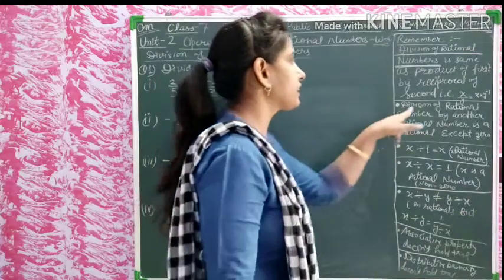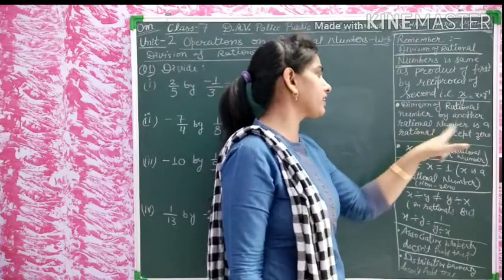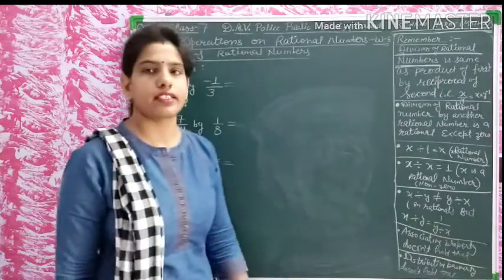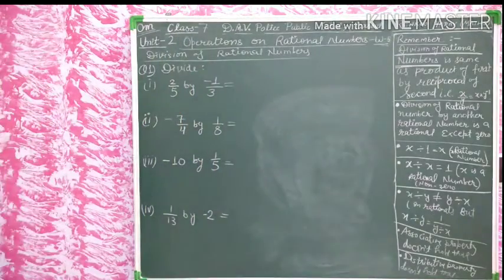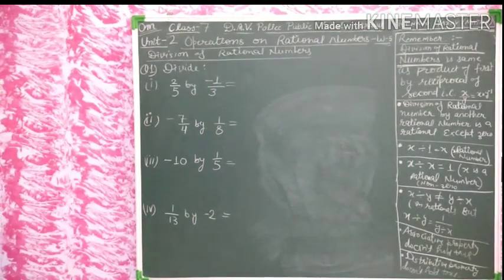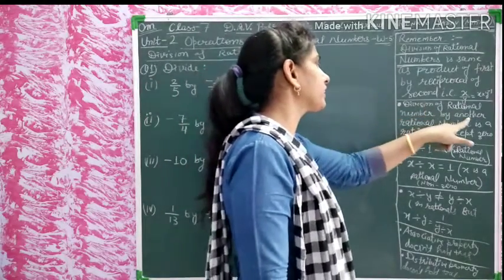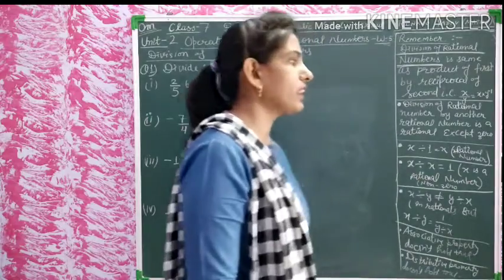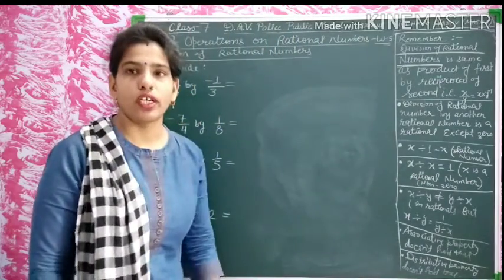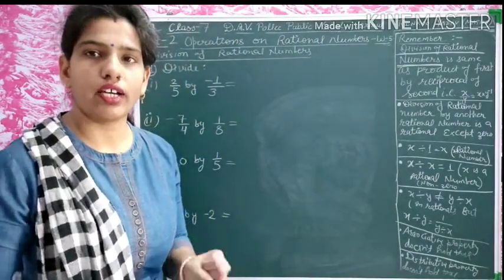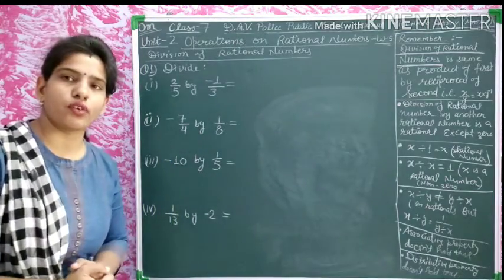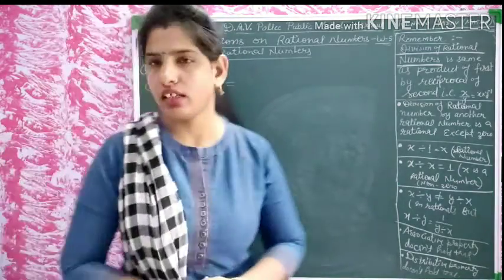Now the next property: division of a rational number by another rational number is a rational number, except 0. Except 0, the division of every rational number by another rational number is a rational number.